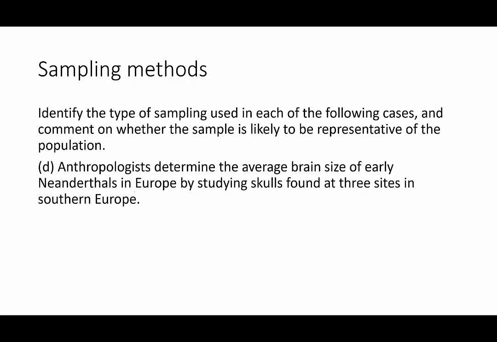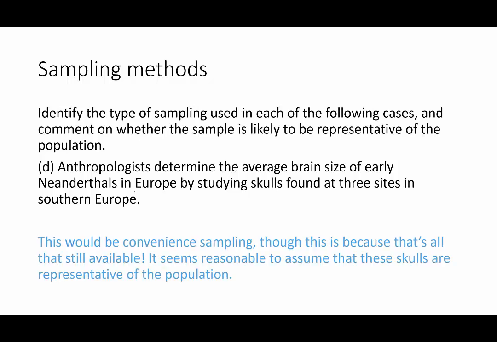In our last example, anthropologists determined the average brain size of early Neanderthals in Europe by studying skulls found at 3 sites in southern Europe. So what kind of sampling was used here? Well, we would say that this is convenience sampling, but really this is the only option they had. And it seems reasonable to assume that these skulls are representative because we have no other information. So we have to say, this is the best we have. We hope that all the other brains were like this.